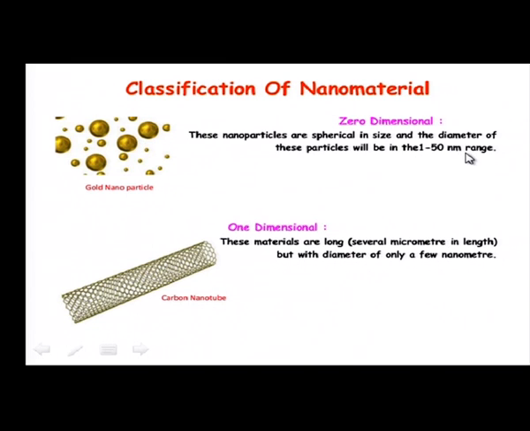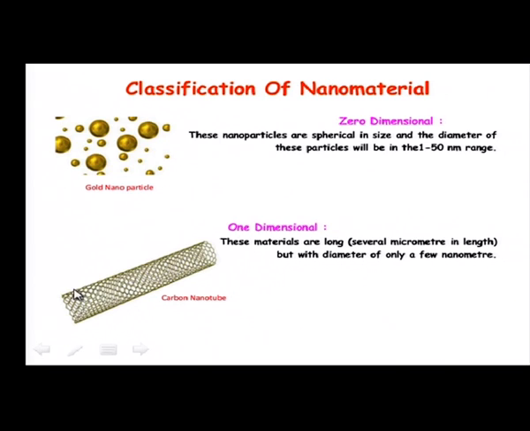50 nanometers. Therefore, if any particle, whether it is a gold nanoparticle, a silver nanoparticle or an aluminum nanoparticle, has a dimension within the range of 1 to 50 nanometers, such a type of material is known as a 0 dimensional material. And what do you mean by a 1 dimensional material? The classical example for a 1 dimensional material is a carbon nanotube.